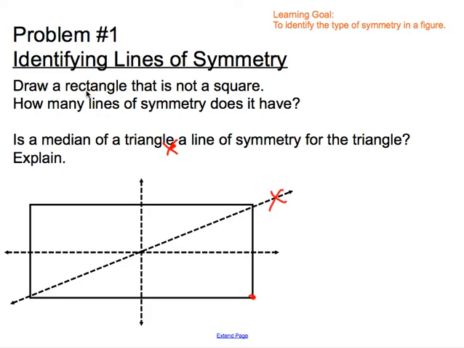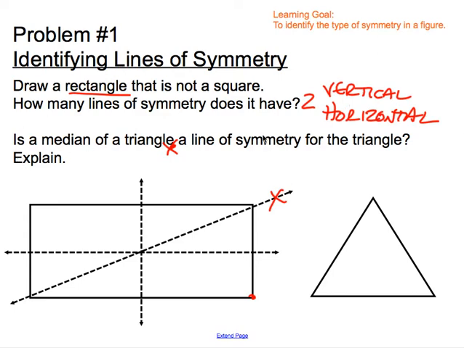So when we're talking about rectangles specifically, rectangles have 2 lines of symmetry. We have the vertical line of symmetry, and we have the horizontal line of symmetry. There are no diagonal lines of symmetry in a rectangle.